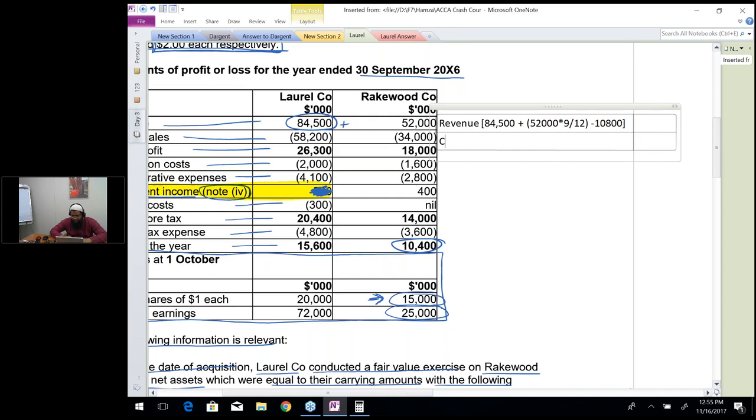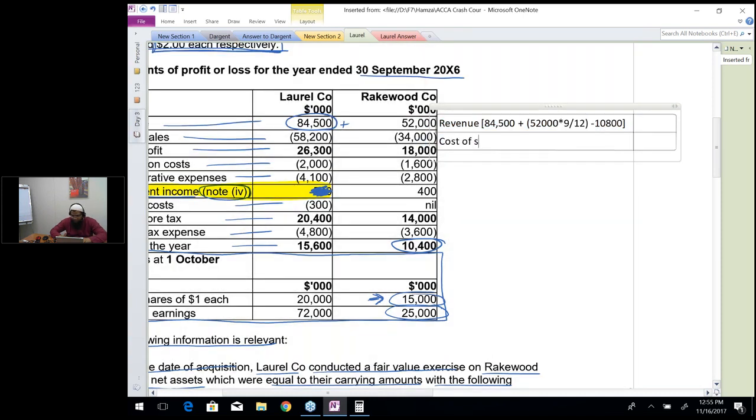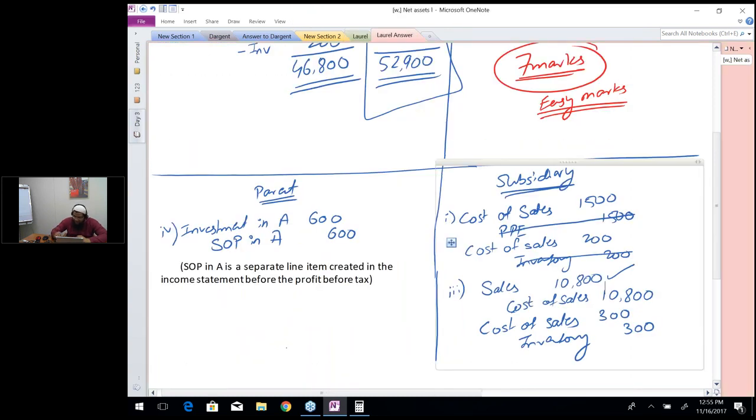And then we have cost of sales. Cost of sales is 58,200 plus 34,000 into 9 divided by 12. And then again we have some adjustments. And the adjustment is debit 1,500, debit 200, credit 10,800, debit 300. A lot of adjustments. So let me learn first.